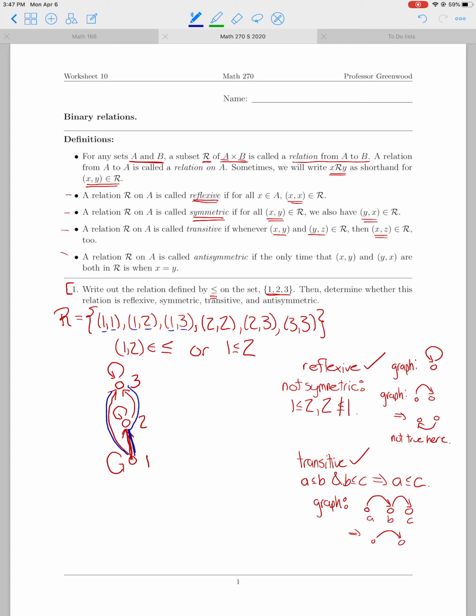Okay, so the last thing that we care about here is antisymmetry for now. And so antisymmetry does not mean the opposite of symmetry, even though that's what it sounds like. A relation can both be symmetric and antisymmetric at the same time. And so we do have to be a little careful about this definition. But what it says is that every time that x is related to y and y is also related to x, that implies that x must be equal to y. Okay, so now we have to check what that means in this example for less than or equal to here.